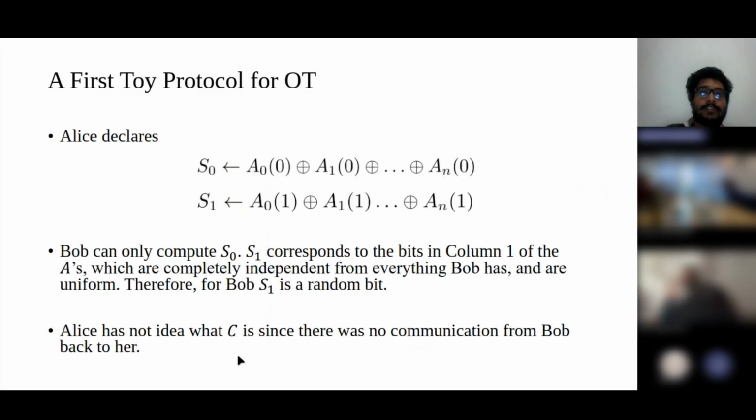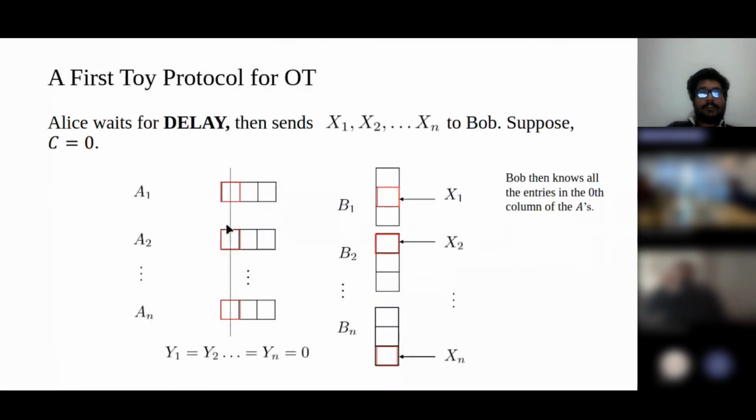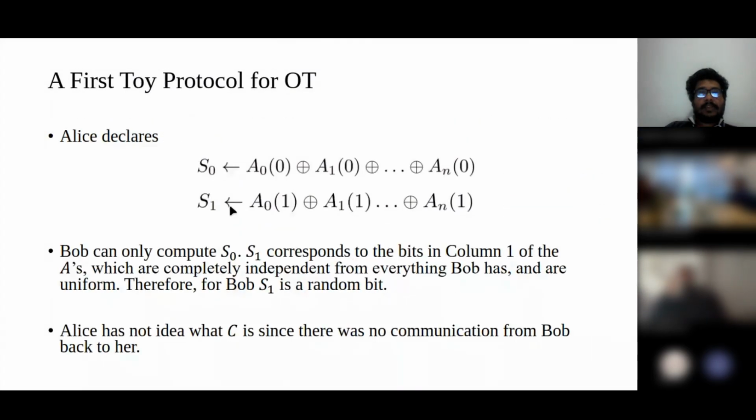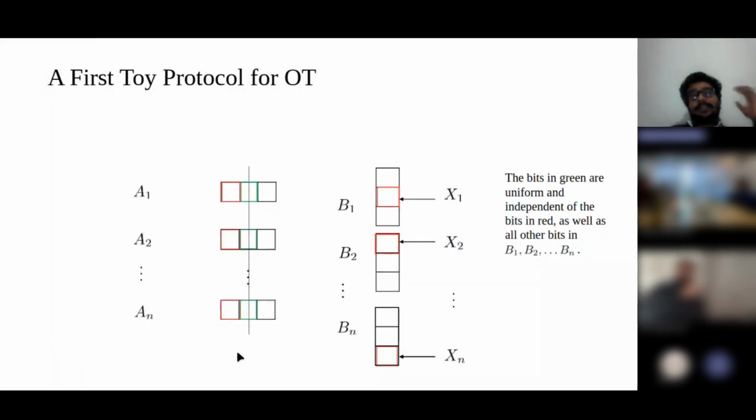And now I think the protocol is becoming slightly clear. So Alice declares that her bit S0 is going to be the XOR of the first column of the common bits. S1 is going to be the XOR of the bits in the second column, or the green bits. Alice doesn't know which is red, which is green. She just does this blindly. She will take the XOR of all of the bits in the first column, and the XOR of all of the bits in the second column.